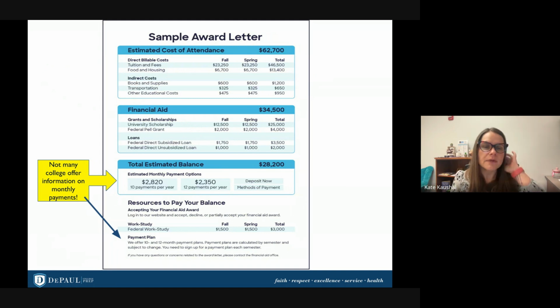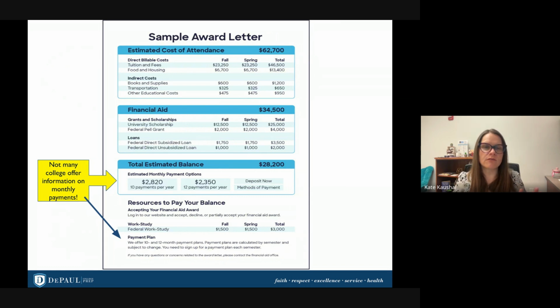Indirect costs, again, we talked, those are variable. So depending on where your child lives, the transportation could be $650. Maybe they live down the street and they're taking the train and they have a U-Pass. Or maybe it could be $2,000 because they're flying back and forth to California. So those are some of the things that you'll have to figure out with your family on how to budget for that, or talk to the financial aid office.